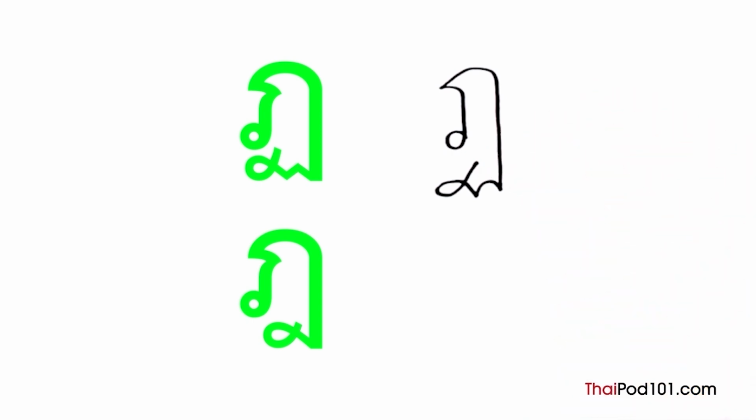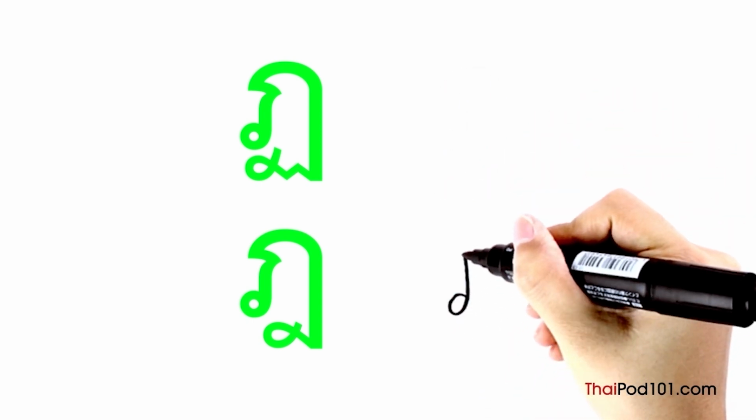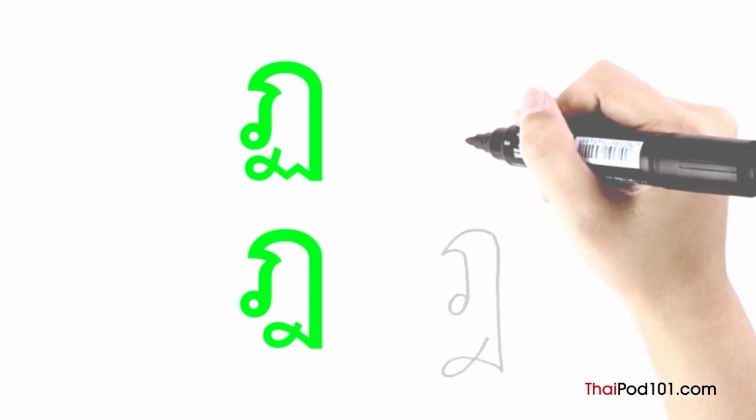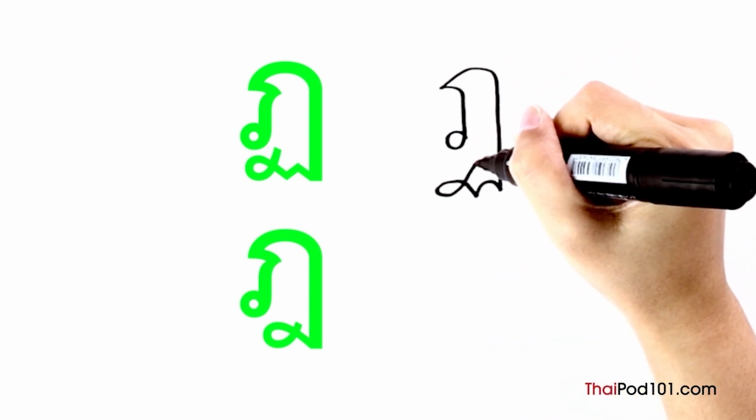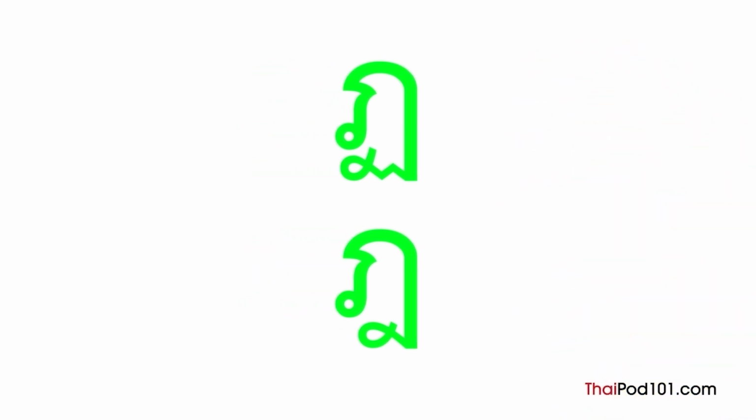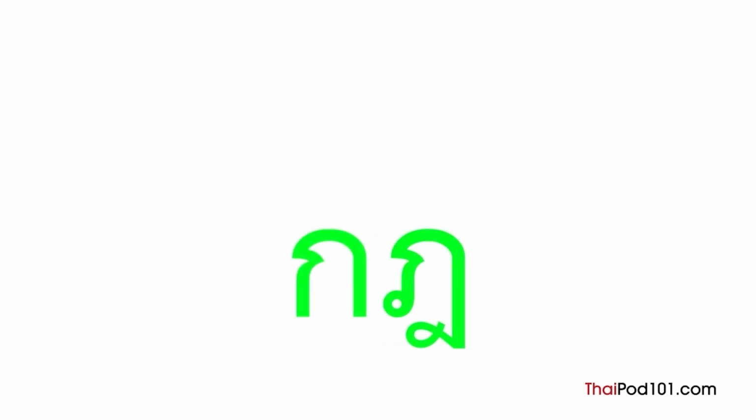Let's try them both one more time. ดอชดา has just a loop on the bottom. ตอปะตัก has a bump and then a loop. Both of these letters are very uncommon, but one word that uses ดอชดา is กฎ which means rule or law. It has กอไก่ for the initial consonant and ดอชดา as the final consonant.